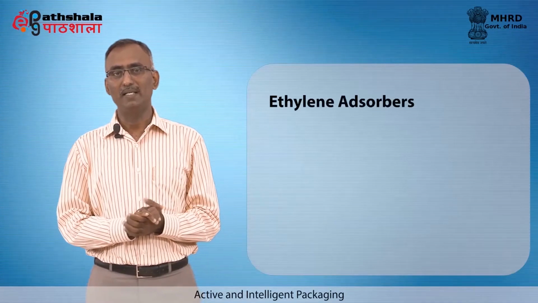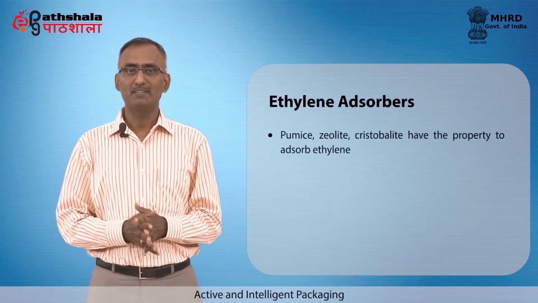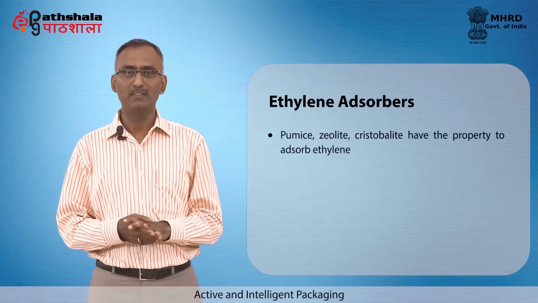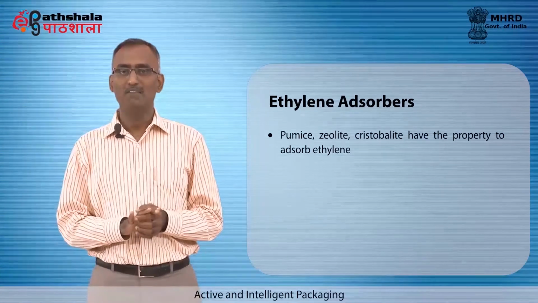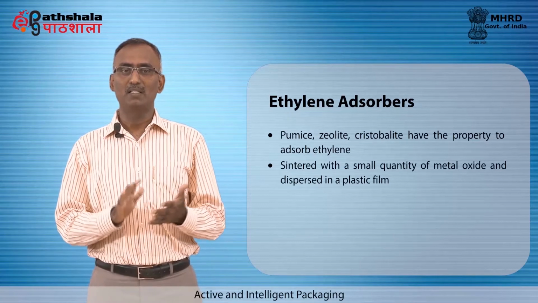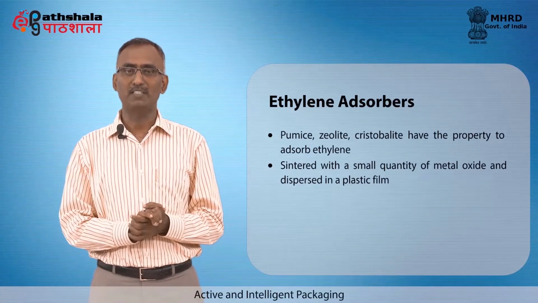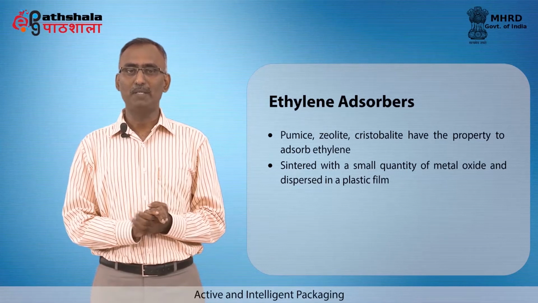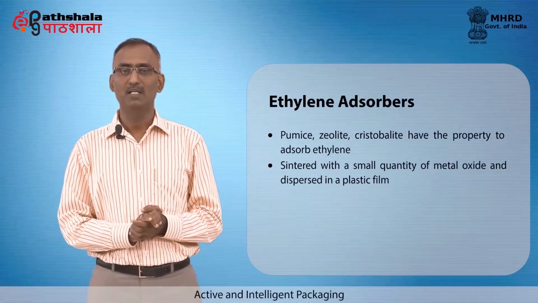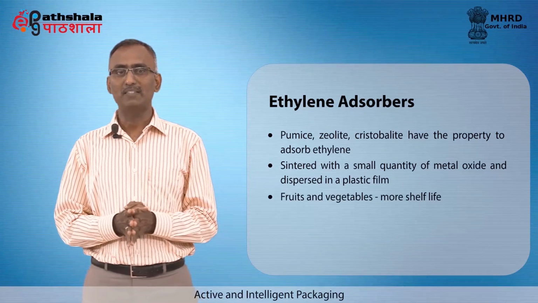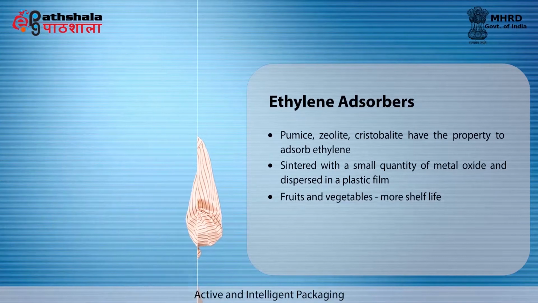Next is ethylene adsorbers. Clay materials such as pumice, zeolite, cristobalite have the property to adsorb ethylene. When these materials are sintered with a small quantity of metal oxide and dispersed in a plastic film, they become translucent and have increased permeability to gases. Hence, the fruits and vegetables packed in these packs have more shelf life. However, the efficacy of these clay materials after incorporating with the film to absorb ethylene has to be studied in detail.